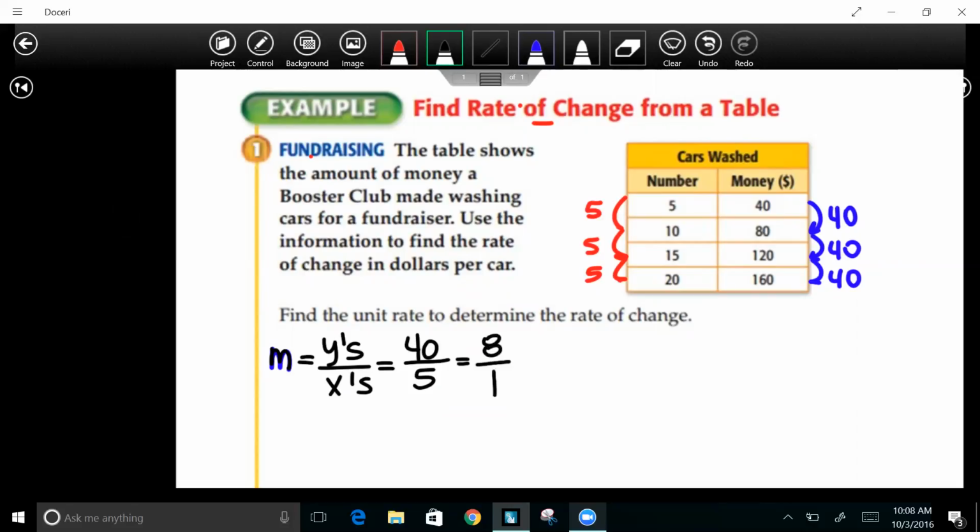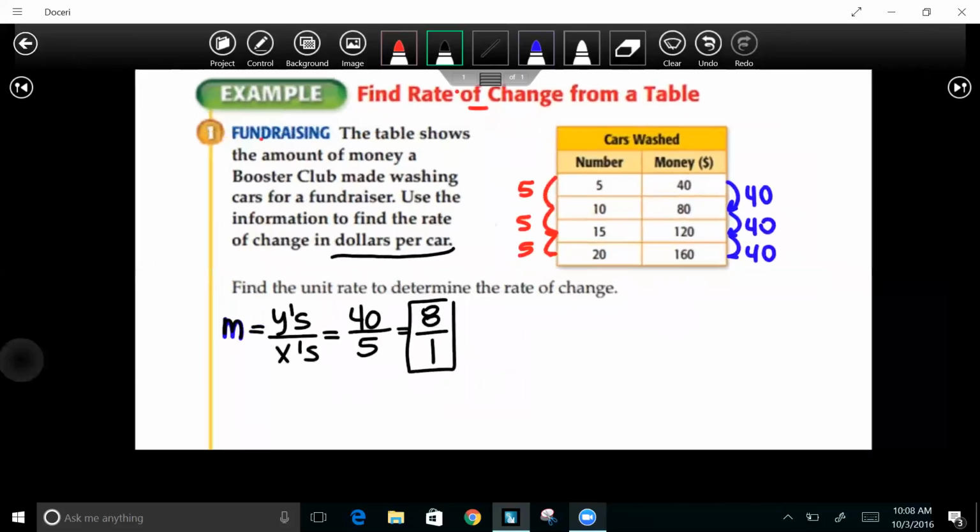This is the context of the problem that we want to have it in. Because it's asking us, use the information to find the rate of change in dollars per car. So can you put that in context of money and the expression? What is it asking us? What does that rate of change tell me? Per car, right? So we get $8 per every 1 car. That's the context of the problem that we want to put it in.